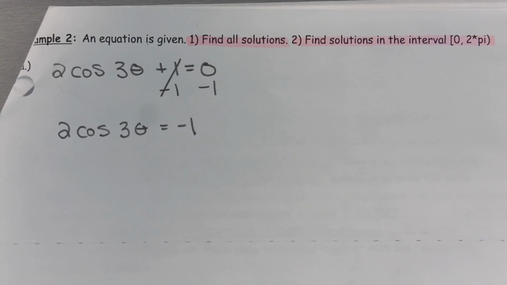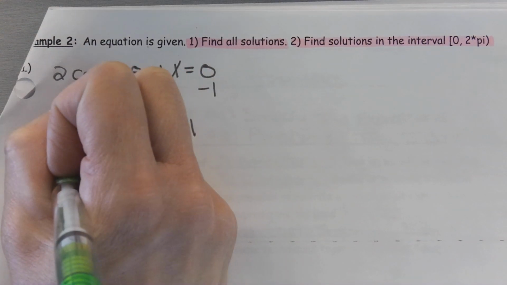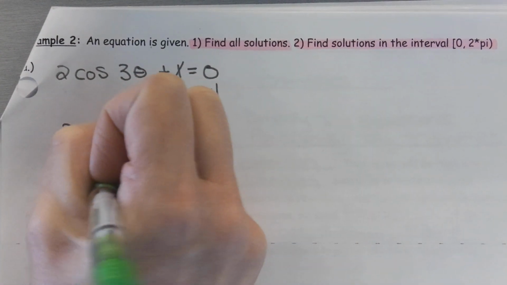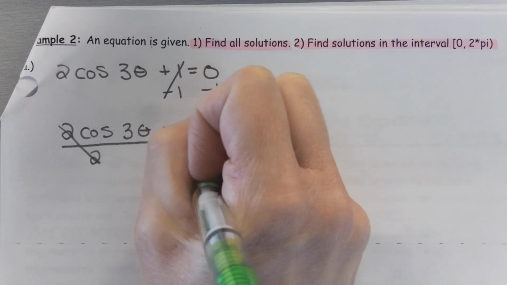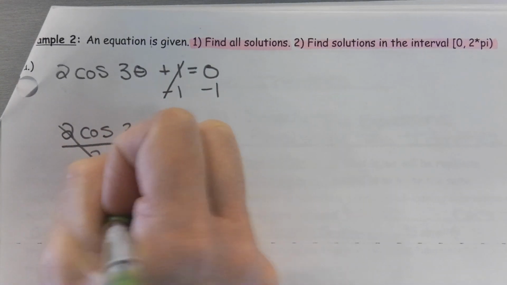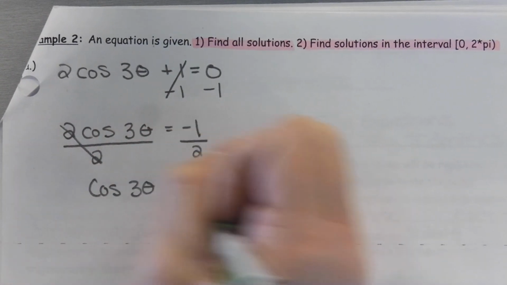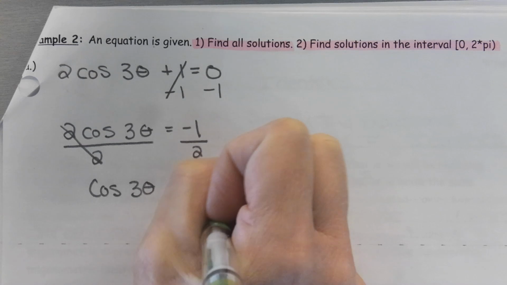What else can we get rid of pretty easily? The 2 out front. What do I need to do with that? Divide it. It's being multiplied, so we do the opposite, so we're dividing. Cosine 3 theta equals -1/2.